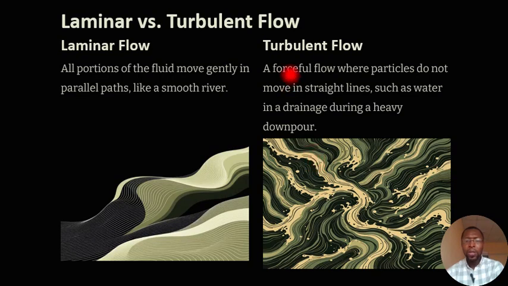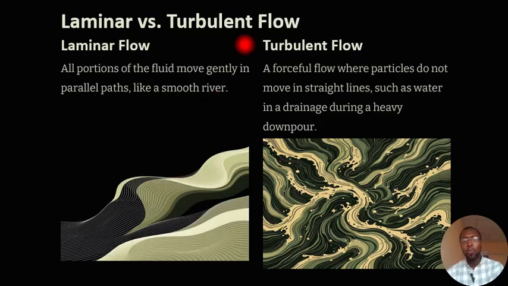Just like we have two ways in which liquid moves, liquid can flow in laminar form or in turbulent form. When liquid is moving in laminar form, it means that it is moving gently in parallel paths like a smooth river, as you can see in this diagram. So there are liquids that move in this laminar form. We say there is a laminar flow. The same also applies to air. Air too can move in a laminar way.